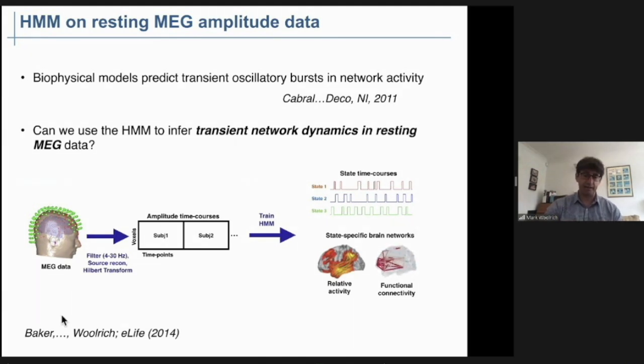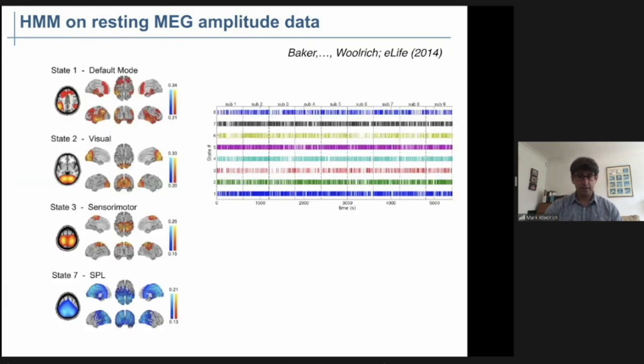So we took a similar analysis as the ICA approach. We worked with data in this low frequency range between 4 and 30 hertz, and we computed amplitude time courses. And then we looked to train the HMM to infer state time courses and the state-specific functional brain networks. And this is what we found.